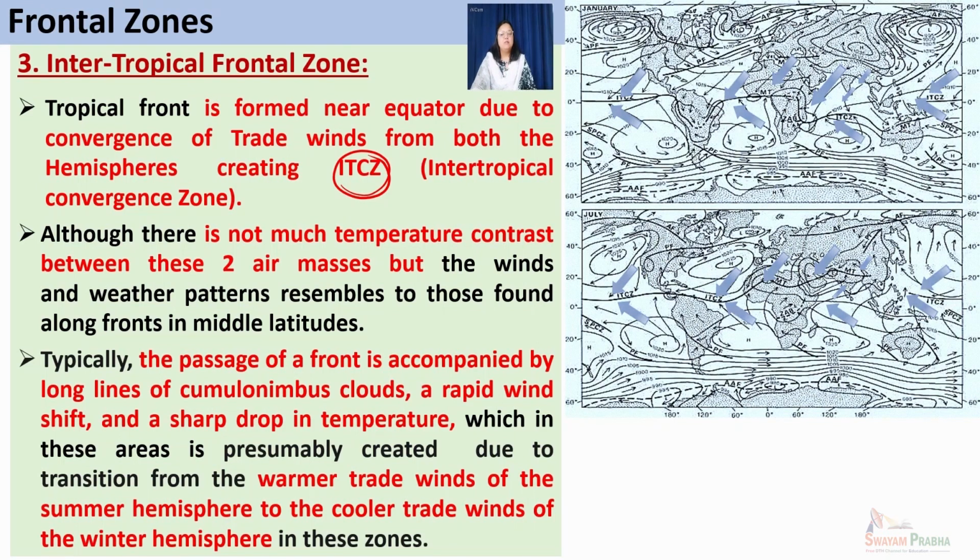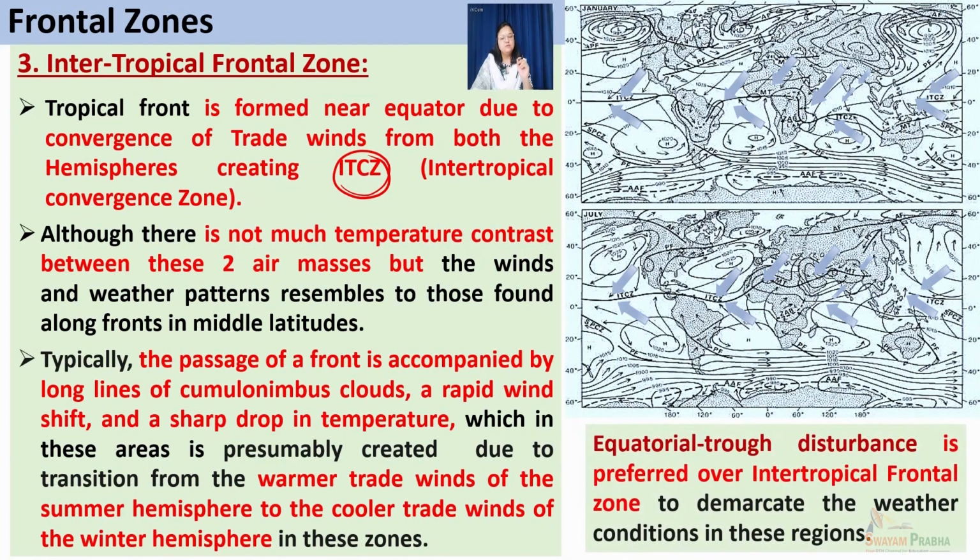Typically, we know that the passage of a front is accompanied by long lines of cumulonimbus clouds, a rapid wind shift, and a sharp drop in temperature. But in these particular areas, these weather conditions are presumably created due to the transition from the warm trade winds of the summer hemisphere to the cooler trade winds of the winter hemisphere in these zones, because of which the term equatorial trough disturbance is preferred over intertropical frontal zones to describe the specific weather conditions in these areas, which may resemble those in the mid-latitudinal areas, but the mechanism of precipitation and formation of clouds is entirely different from what takes place in the frontal areas.